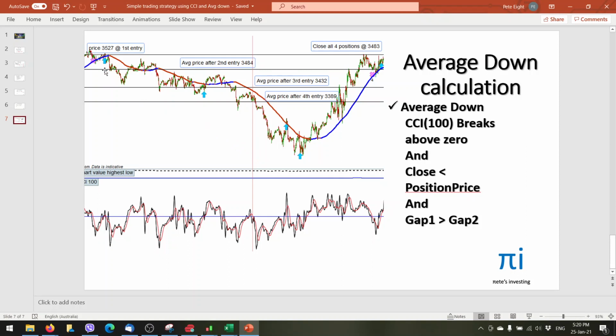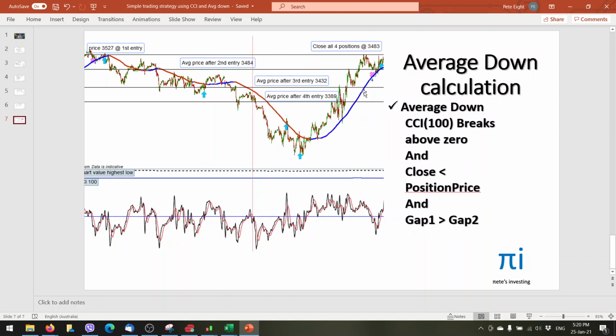So our entry point at the first entry was 35.27. Average price after the second entry was 34.84. So we entered there. That's not 34.84, but that's where the average price is between that and that. Our entry point down there was whatever the price was, but our average price was 34.32 at this black line there. And lastly, we entered another final one down here. So the average price became 33.89, which is that black line there.